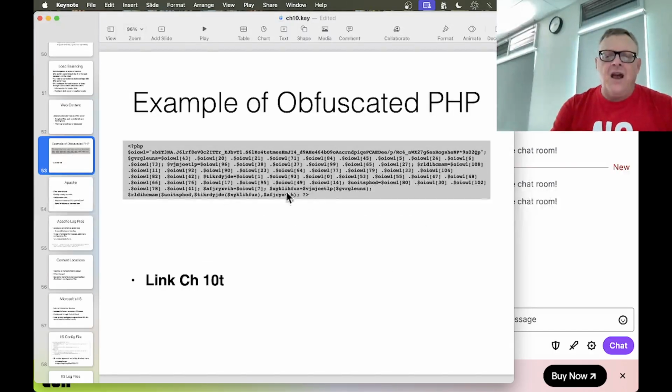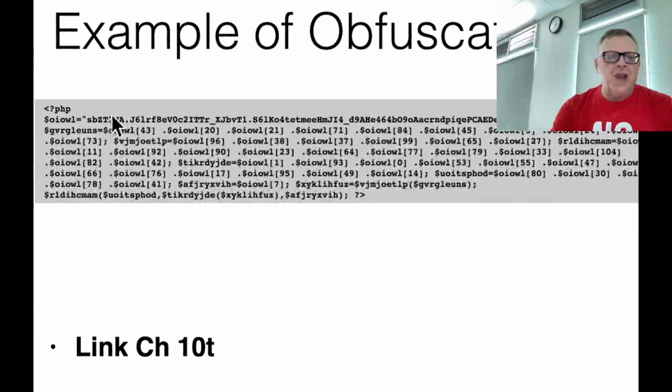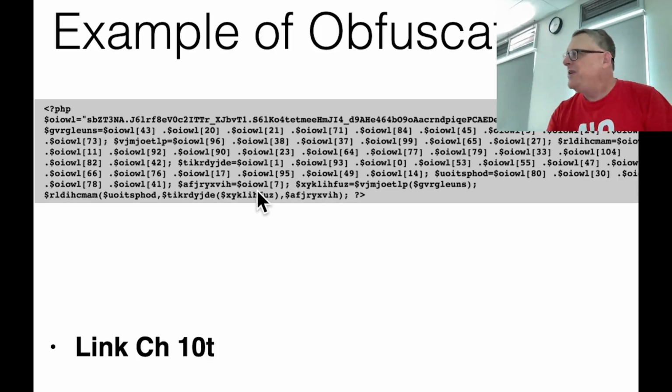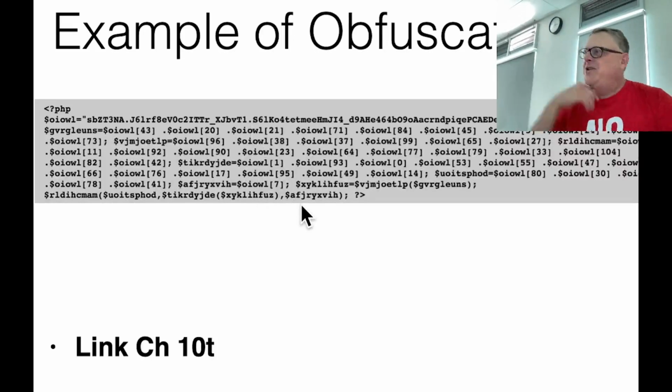So here, there's a lot of obfuscated PHP out there. It looks like this, these long random letters for everything. And then what they do here is they define a string called OI-OWL that is a whole bunch of random letters, and then they take the letters, the 20th letter, the 21st letter, the 71st letter, the 84th letter of this string. So this is going to add those letters together to create a command. The command itself would be suspicious and set off your antivirus, but doing it this way, it can't figure out what it's going to do. So this is common obfuscated PHP.